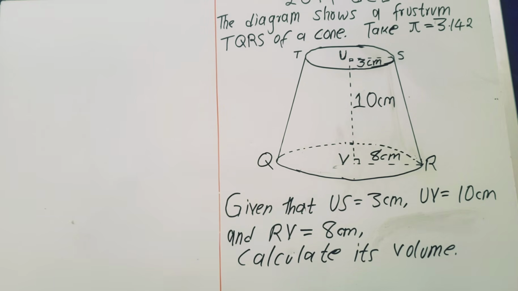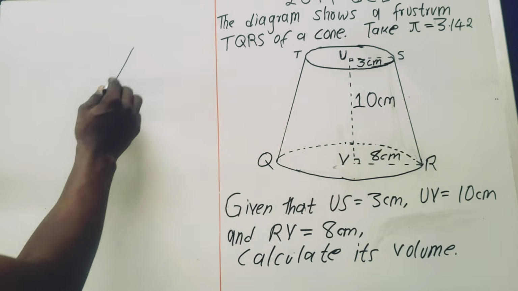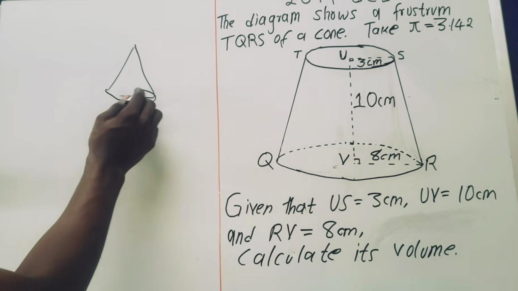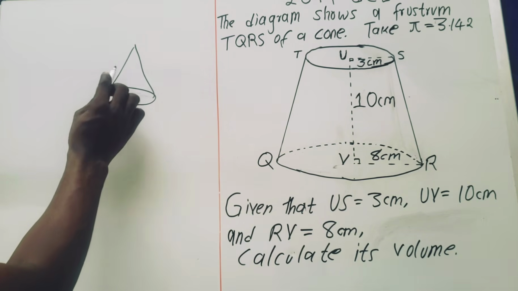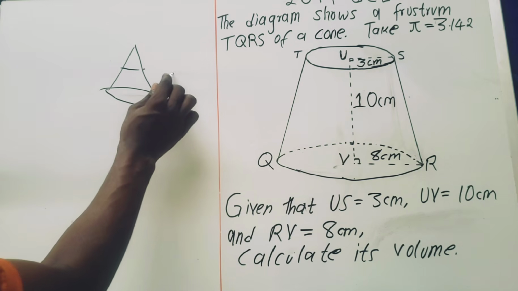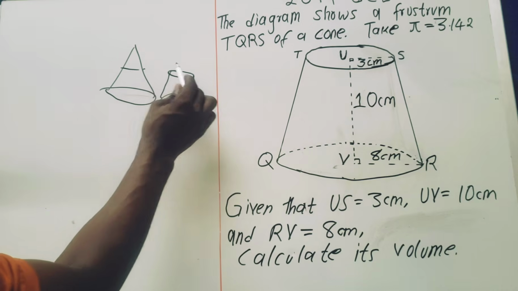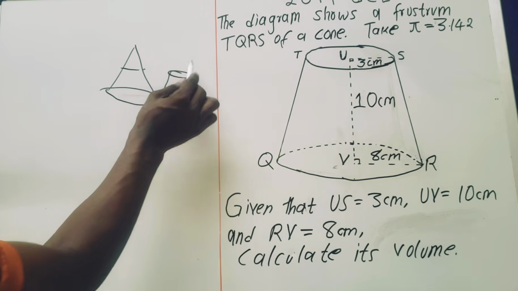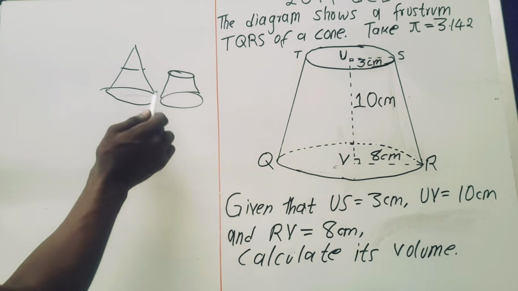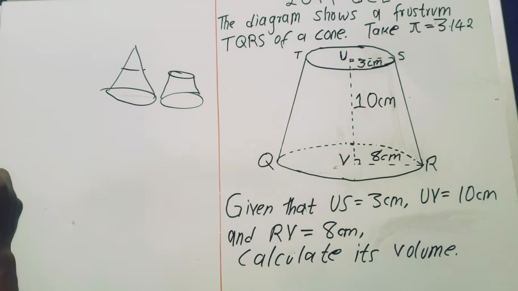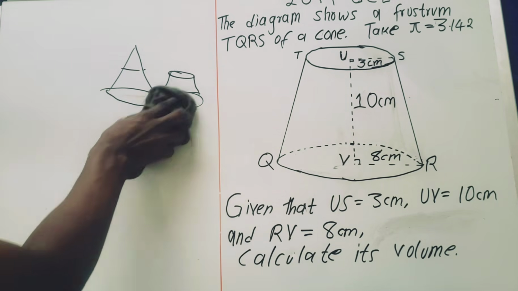So firstly we need to understand what a frustum is. When they say a frustum, they mean at first you had a cone. A cone is like this. Then you cut it somewhere here and you remain with this part. This part that remains when you cut off the top part is what we call a frustum. This is important because that's where our formula comes from.